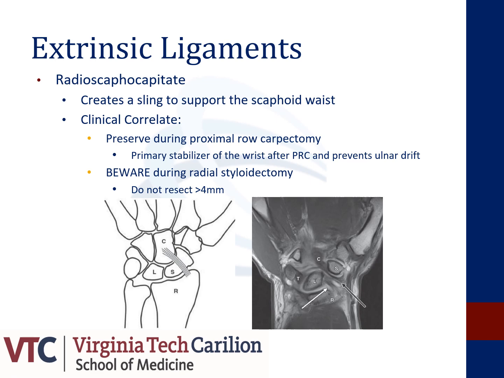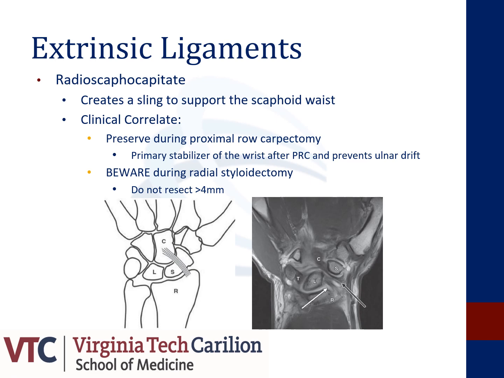Some clinical correlates, as previously mentioned, it is critical to preserve during a proximal row carpectomy as it is the primary stabilizer of the wrist after a PRC and prevents the ulnar drift. It is important that when you are performing a radial styloidectomy, such as in the setting of radioscaphoid arthritis, that you do not resect greater than 4 millimeters, or you may disrupt the origin of the radioscaphocapitate ligament.